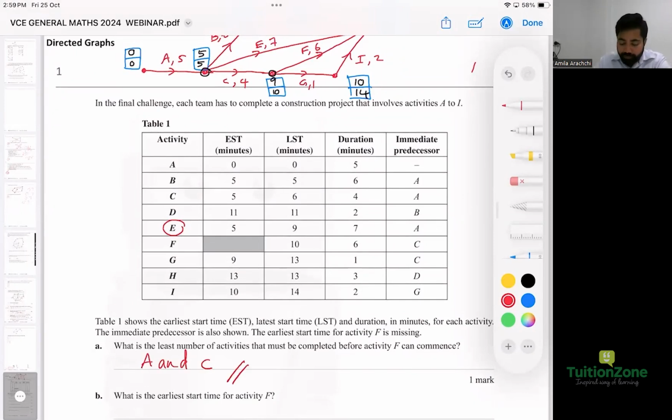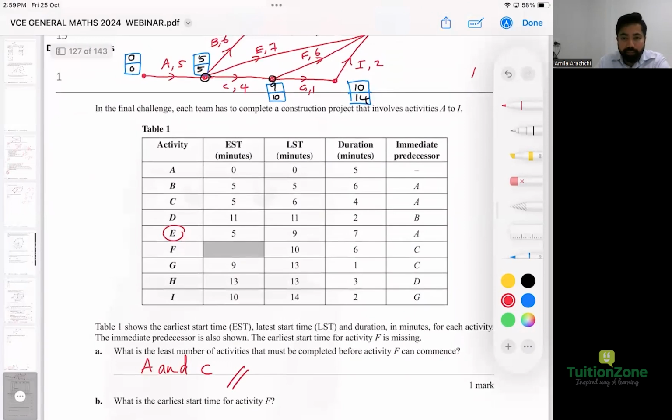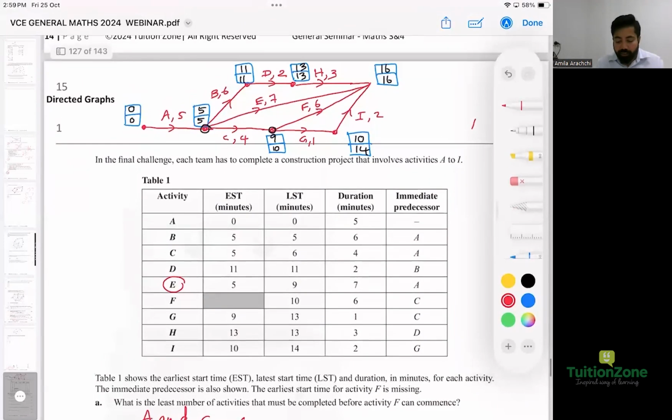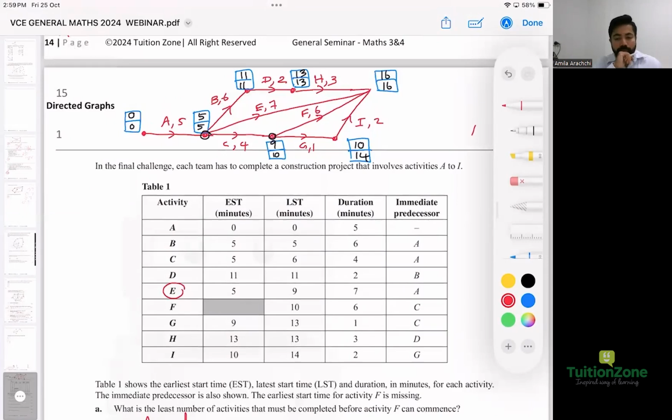Does that make sense, all of you? We need the A and the C. And the part B. What is the earliest starting time for the activity F? I think it's missing, but we can find it now. So what's the value? What's the EST? Which is? For the chat. You can see from the diagram. I want to see the answers from all of you. What's EST for the F? 9. Perfect.